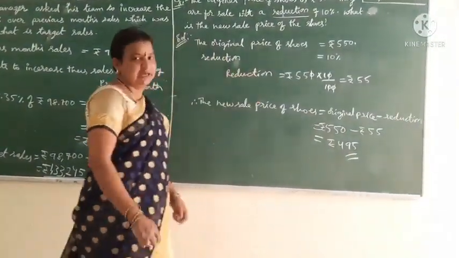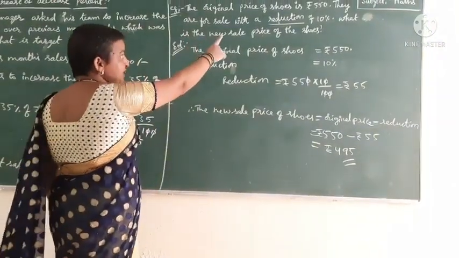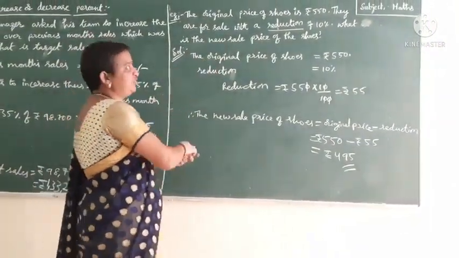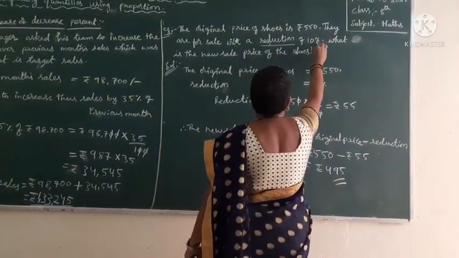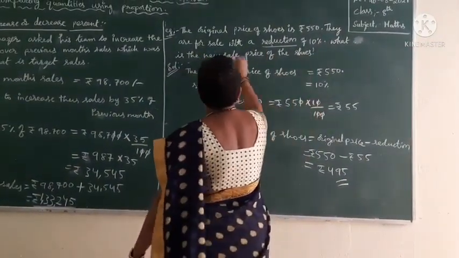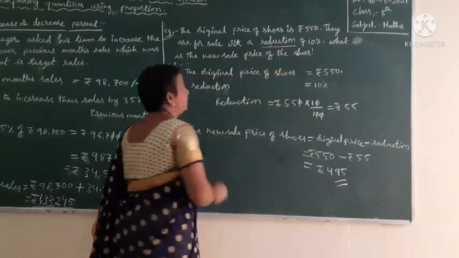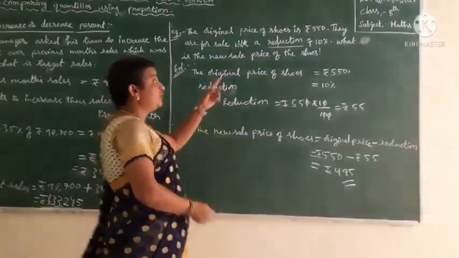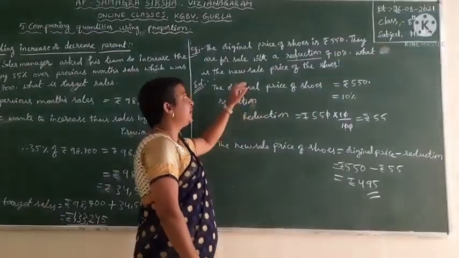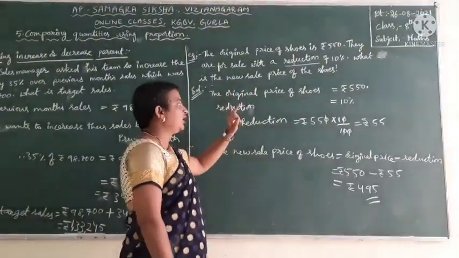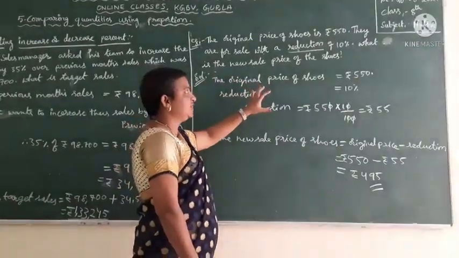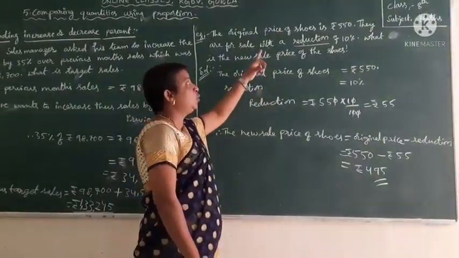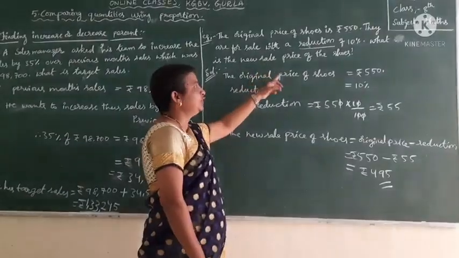Okay, once again I repeat. The original price of shoes is rupees 550. They are for sale with a reduction of 10%. What is the new sale price of the shoes? First we have to find the reduction, then we get the new sale price. Reduction means decrease. We find the reduction, then we subtract it from the original price, and then we get the new sale price.